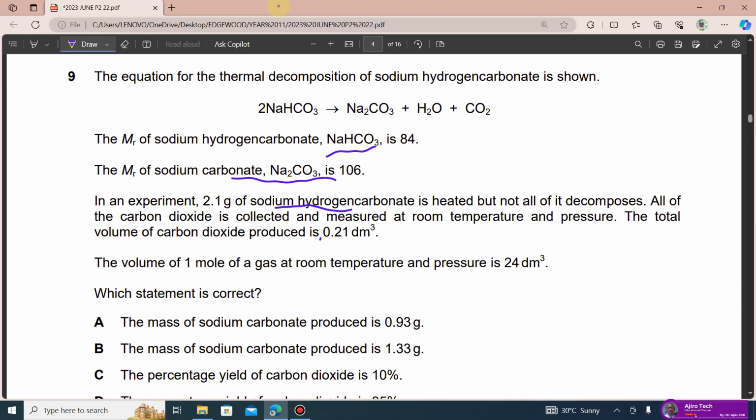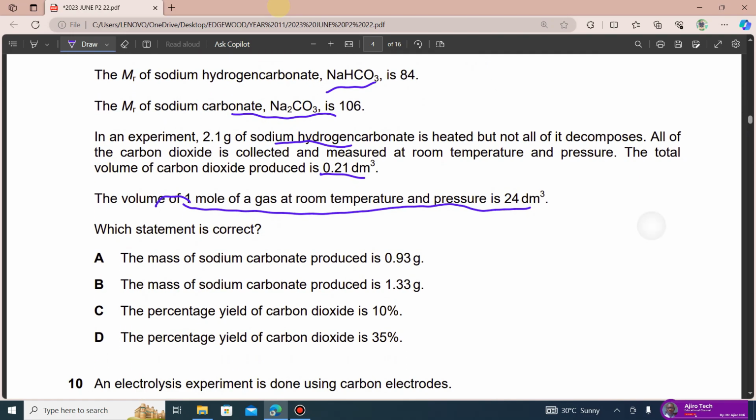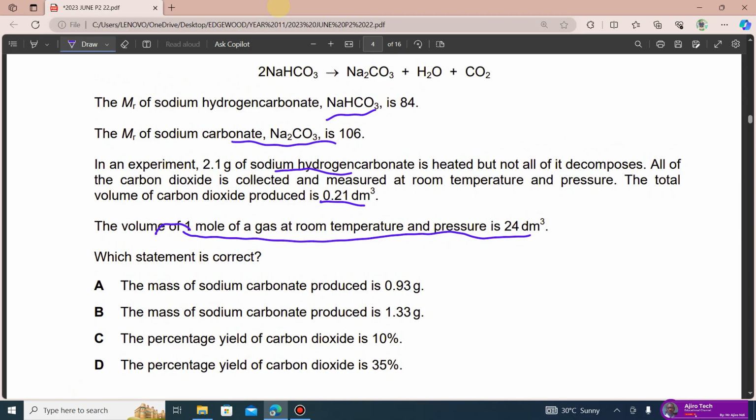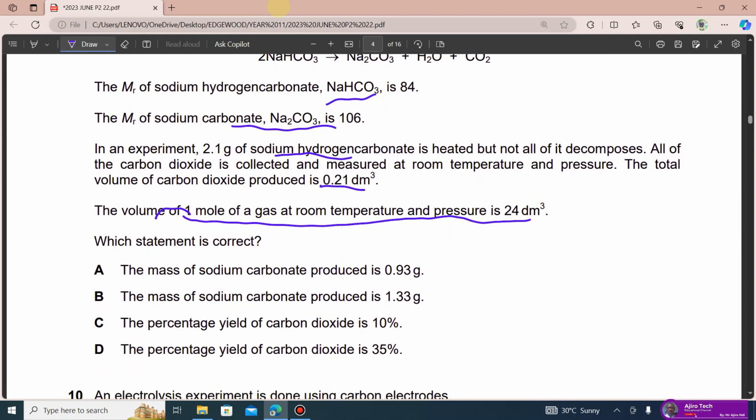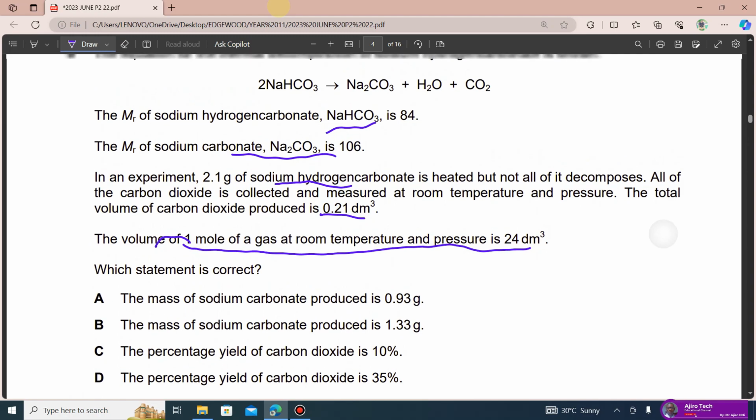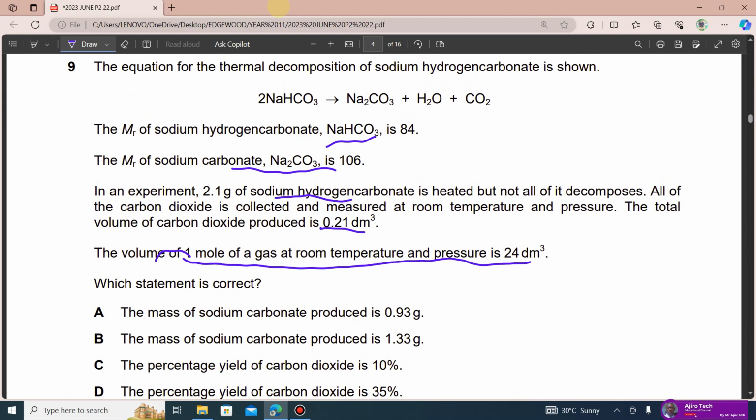So we are given the volume of the carbon dioxide produced, and then we're given this information that the volume of 1 mole of a gas at room temperature and pressure is 24. So which of these statements is correct? Most of the statements have to do with the percentage yield of carbon dioxide and the mass of sodium carbonate. So let's work towards, we can obtain the percentage yield. Okay, let's work towards the mass of sodium carbonate. Now you have to be careful here. If you look at the question carefully, it says 2.1 gram of sodium hydrogen carbonate is heated, but not all of it decomposes.